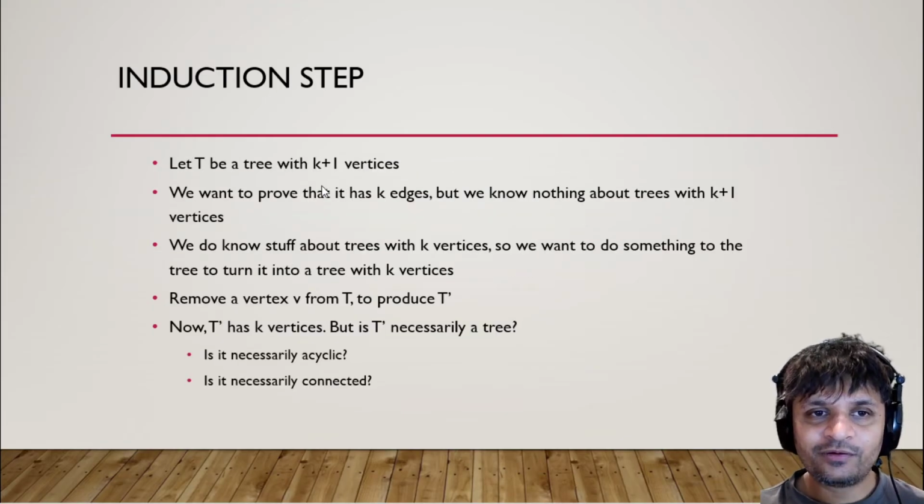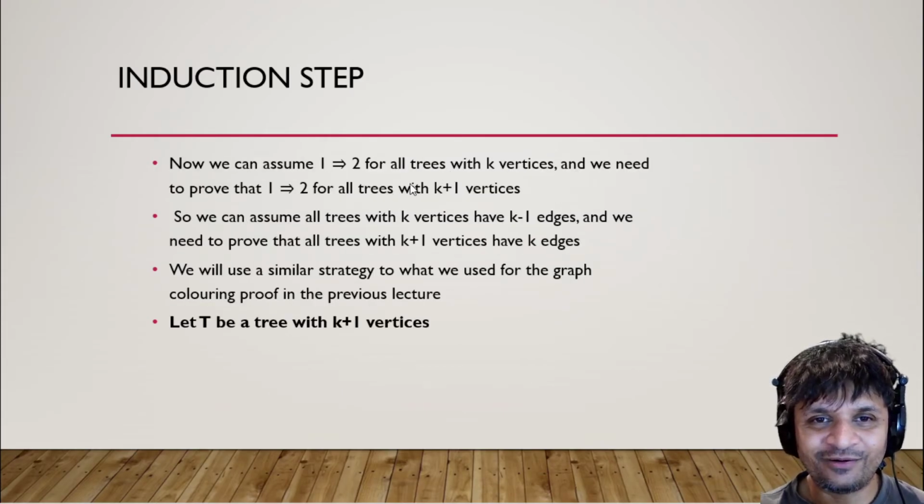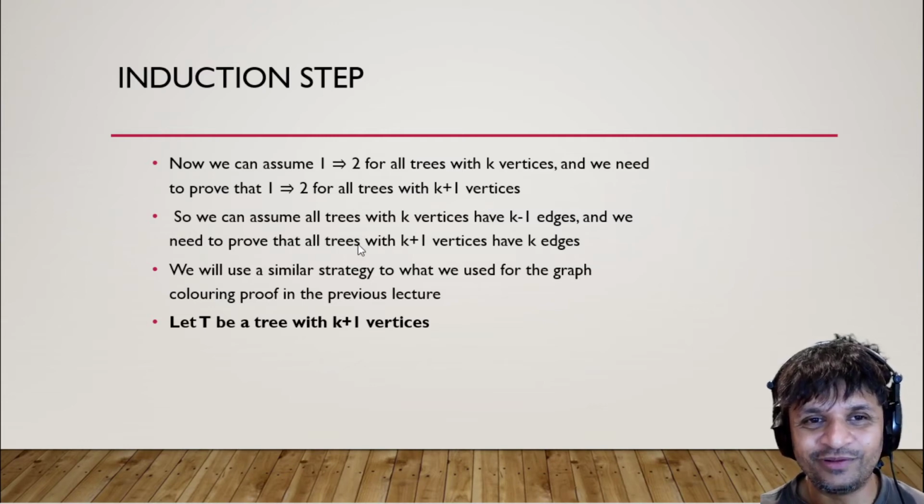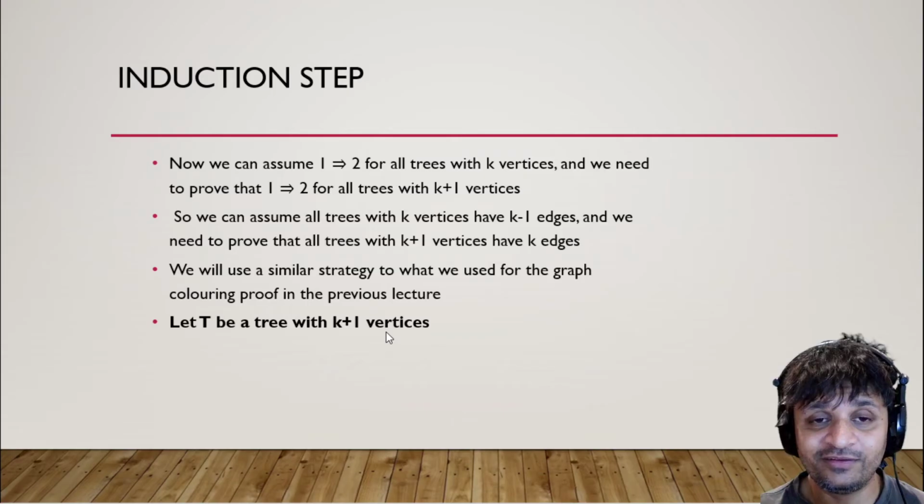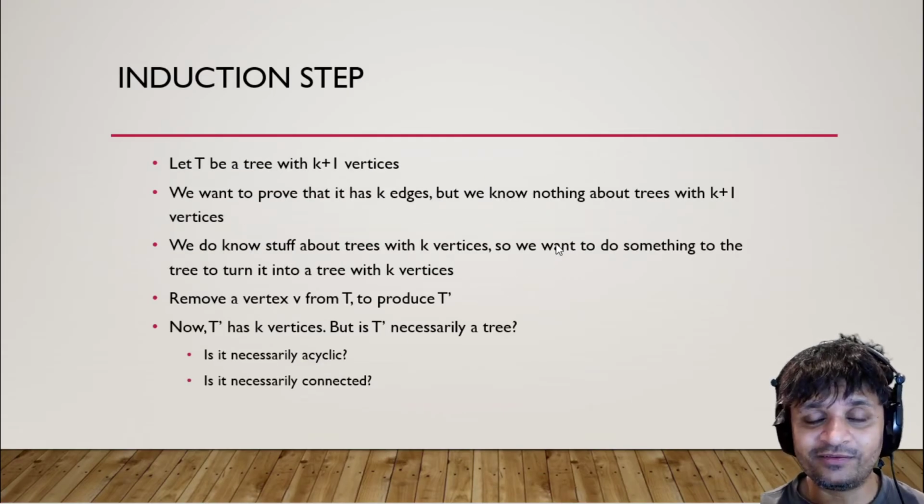Now, what we want to prove is that it has k edges. We need to prove that all trees with k plus 1 vertices have k edges. So we're saying let T be a tree with k plus 1 vertices, and then we want to prove that it has k edges. The problem with this is we know nothing about trees with k plus 1 vertices.